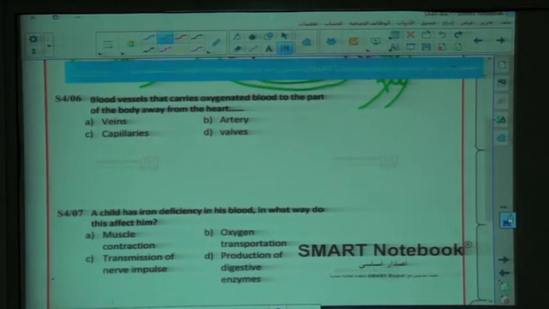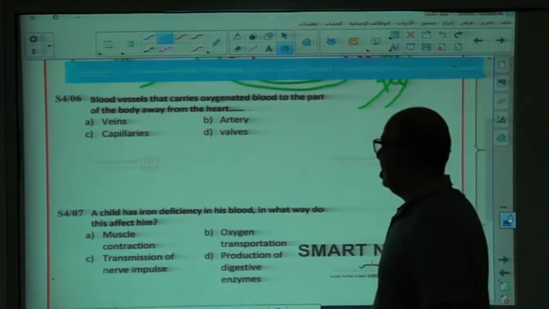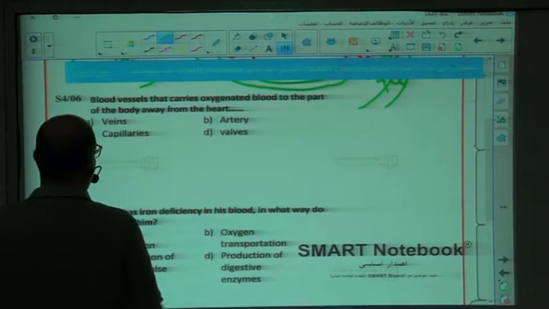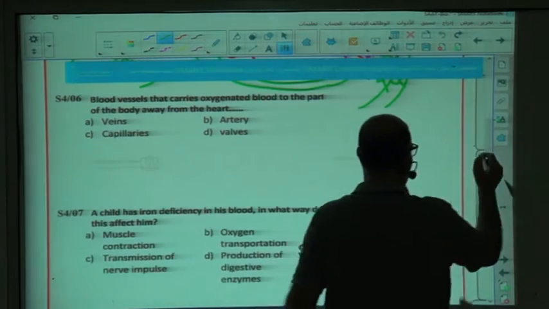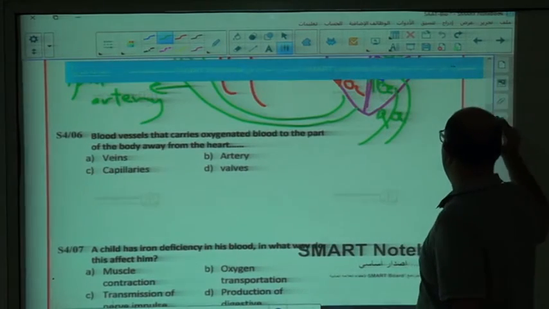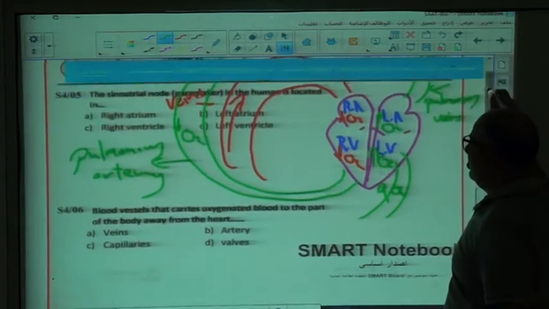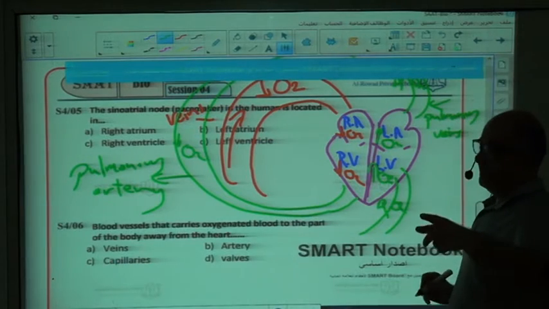Guys, blood vessel that carries oxygenated blood to the parts of the body away from the heart. Away. Why? Answer it, you answer it. Come on.